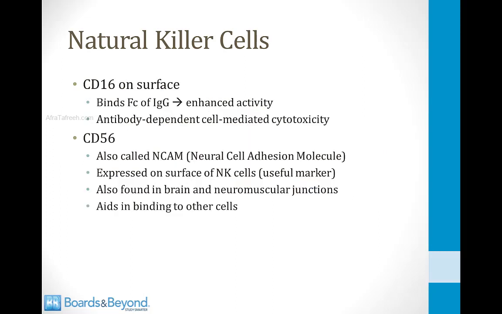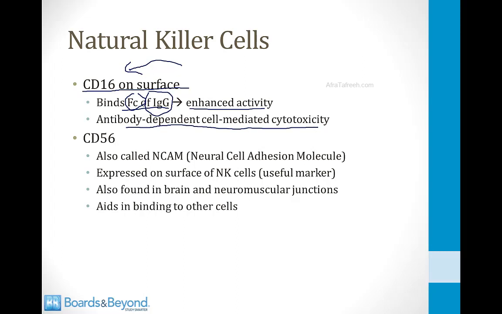There are two important surface molecules on the surface of natural killer cells. The first one is called CD16. This binds to the Fc portion of IgG antibodies. We'll talk more about IgG antibodies in the module on B cells, but for now, just know that it has an Fc portion to the antibody, and this can bind CD16 on natural killer cells and lead to enhanced activity of the NK cells. It is through CD16 binding of the Fc portion of IgG that natural killer cells perform antibody-dependent cell-mediated cytotoxicity, and I'll talk about this in a minute.